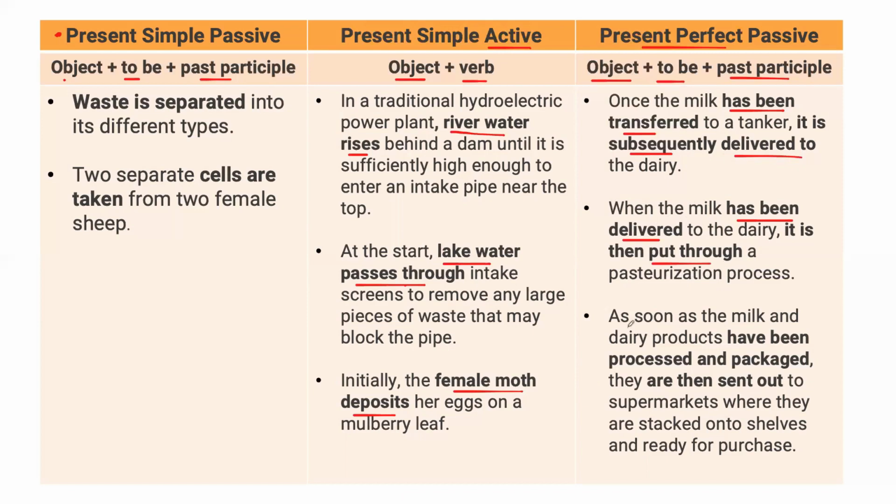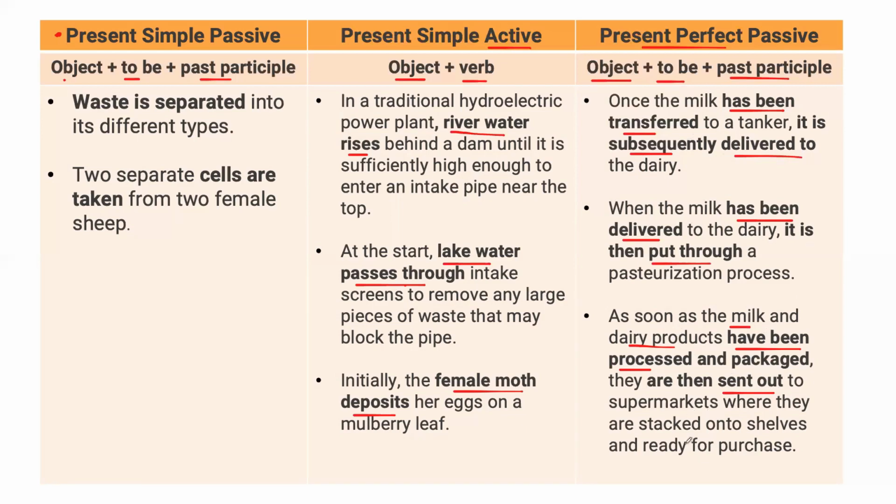Then our last example, as soon as the milk and dairy products have been processed and packaged, they are then sent out to supermarkets where they are stacked onto shelves and ready for purchase. Same idea here. The only thing here, you see that milk and dairy products, these are plural, so our verb to be changes to have been. So milk and dairy products have been processed and packaged. Again, then we are specific with the time in the process, so we have the past simple.